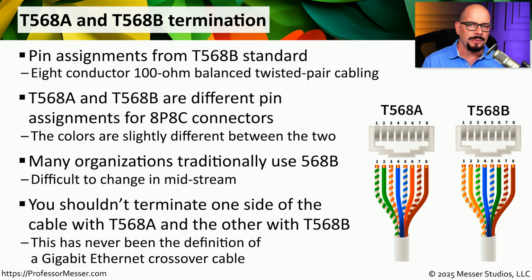You also want to be careful about mixing and matching these. On a gigabit network, you would never put a T568A wiring scheme on one end of a cable and the T568B colors on the other end of the cable. You may even find references on the internet that tell you that this is a crossover cable with Ethernet, but if you actually go through and look at the pinouts, you'll see that that's not actually the case. You would never want to mix 568A with 568B.